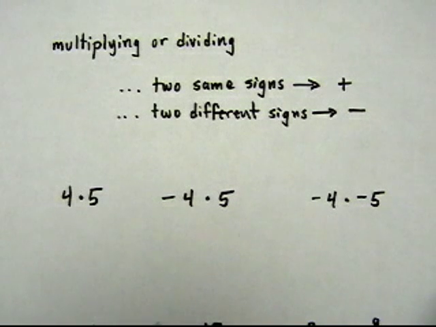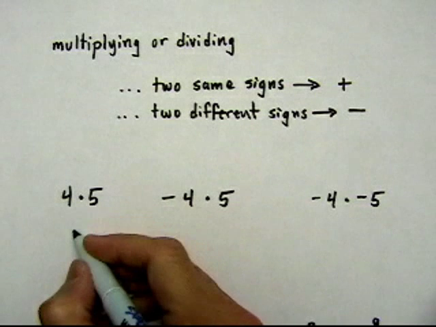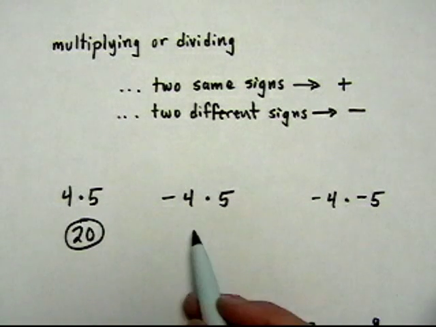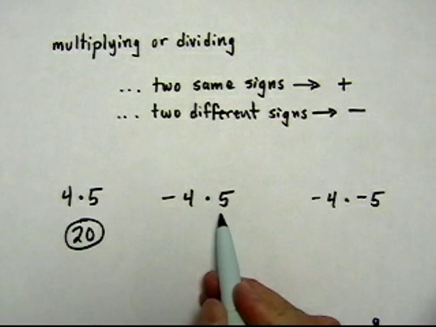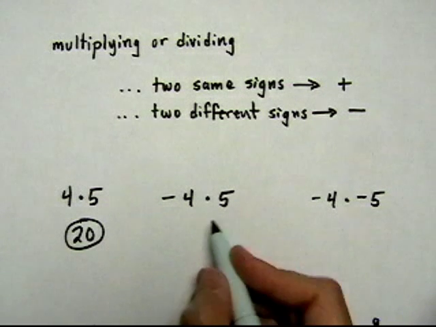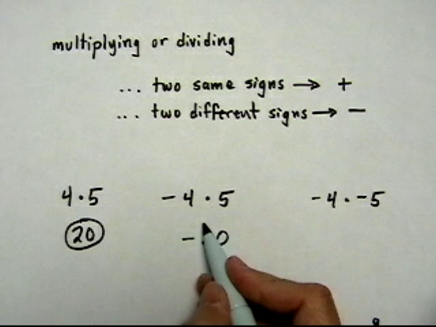So let's go ahead. 4 times 5. Both of these are positive, same sign, and we get positive 20. And here we have a negative 4 times a positive 5, so we have two different signs, and two different signs means we get negative, and then 4 times 5, 20.